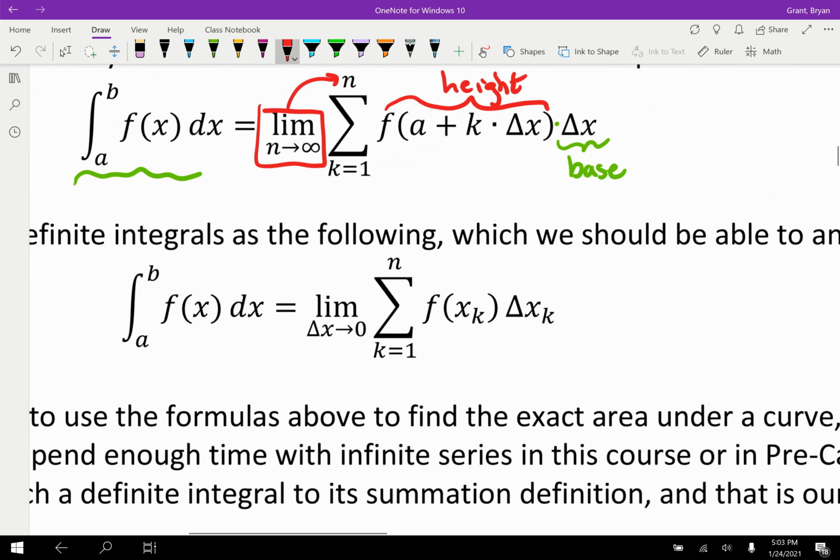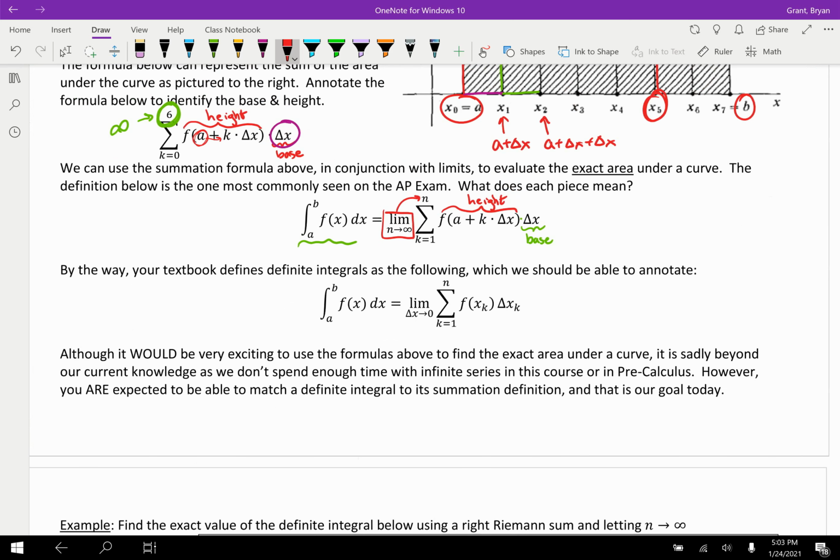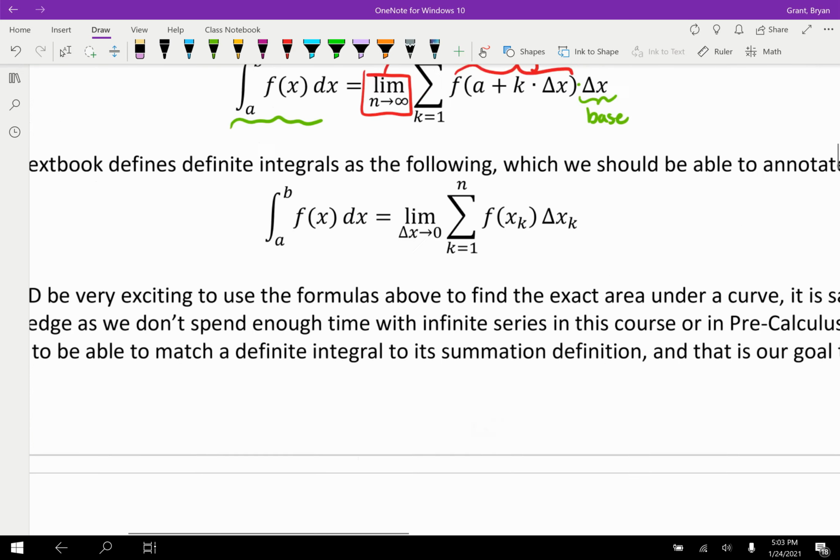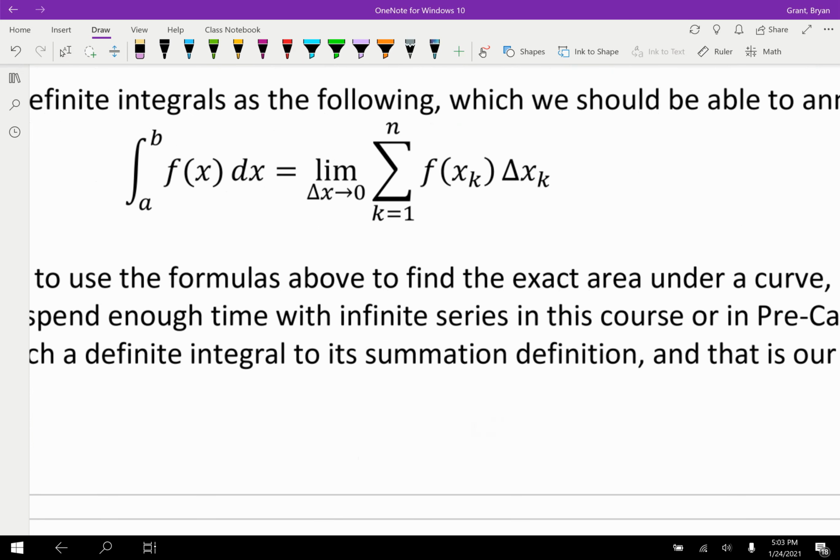Your book defines this a little bit differently, which is fine. It still works. I just normally see this in the AP definition as opposed to how your book does it, but this is all over the place too. It's very common. So let's see if we can parse through this formula, and then we'll do one example and call it good. So the exact area under a curve is given by the limit as delta x approaches 0 of the sum from k equals 1 to n of f of x sub k times delta x sub k.